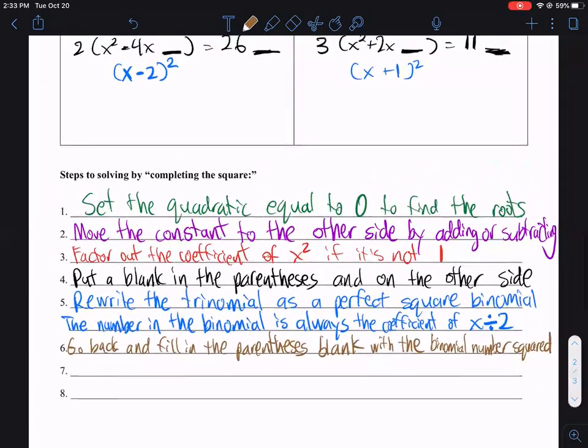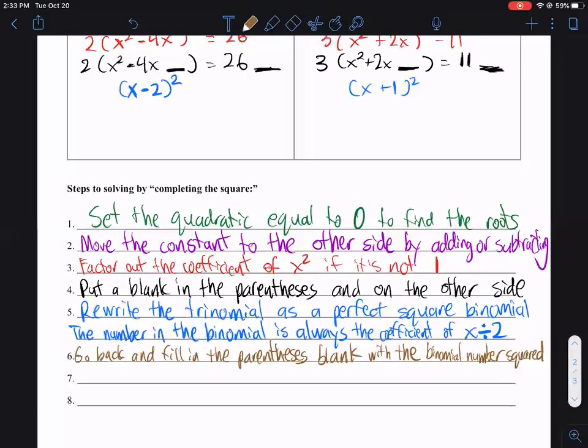Okay, so for the left problem, again, the binomial number is the -2 that we just figured out. So to go back and fill in the parentheses blank, we have to do the -2 squared, right? Or the -2 times itself. Okay, so that would equal a +4. Okay, so go ahead and fill in the similar step on this other problem, please.